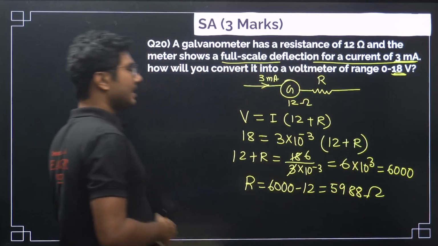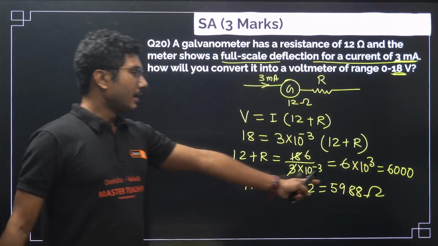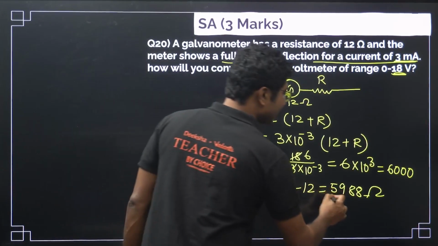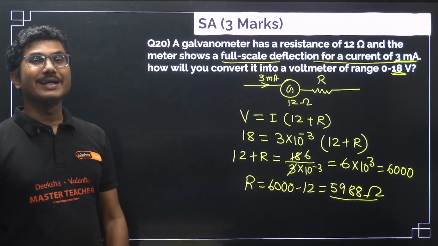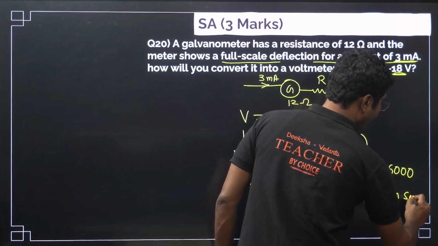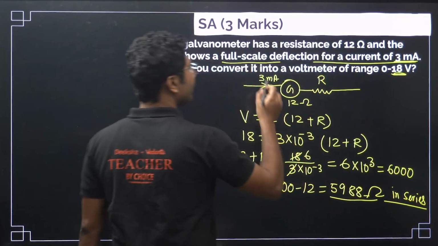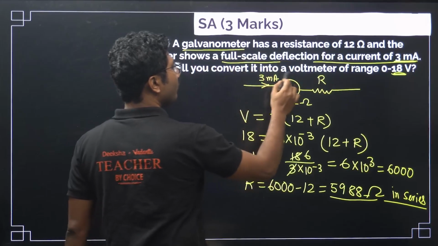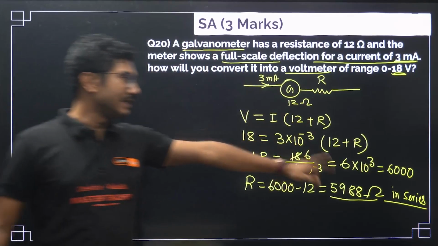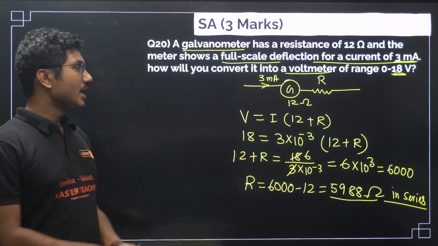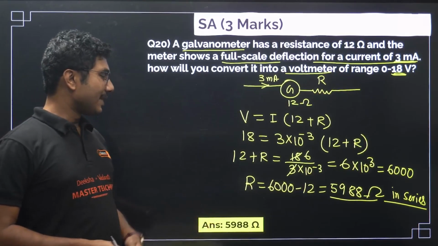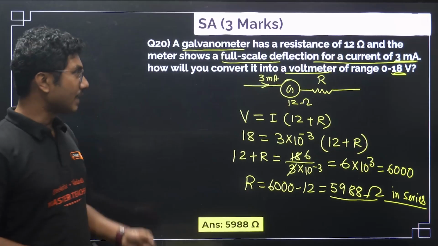So, the external resistance, if you connect a resistance in series, you have to mention that in the answer. So, an external resistance of this many ohm is connected in series, because you are converting it from a galvanometer to a voltmeter. So, you have to mention this combination as well, in series or in parallel. If you connect this in parallel, then it will not make any sense. So, 5988 ohm in series should be the answer.